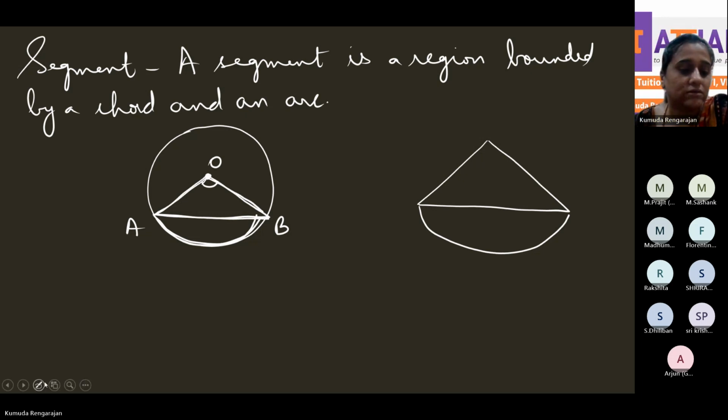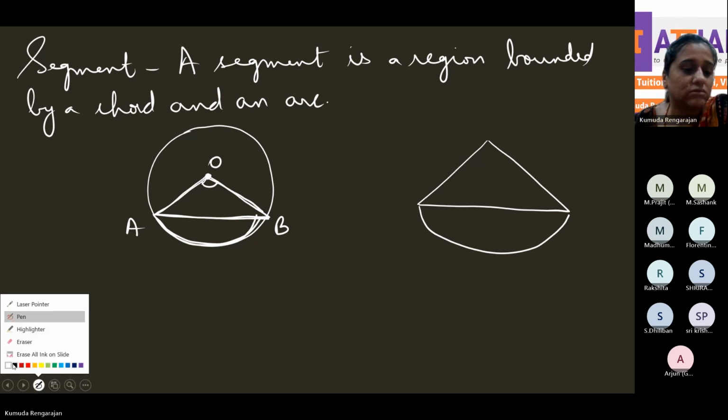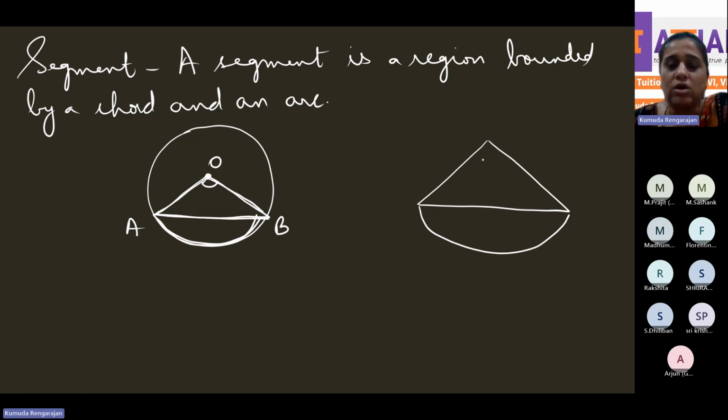Okay. So we know how to find the area of the sector. Sector area is theta by 360 into pi r square. So we need to know how to find the area of the triangle associated with the sector. If you can find that, the difference, area of sector minus the area of the triangle, will give you the area of the segment.